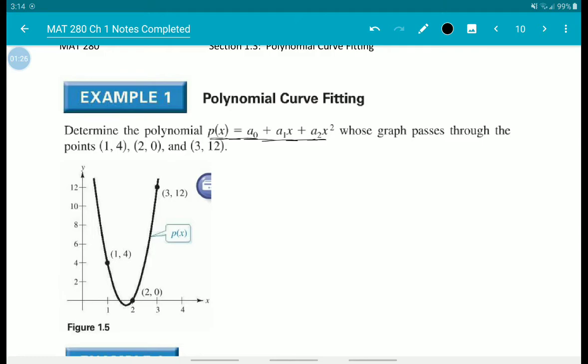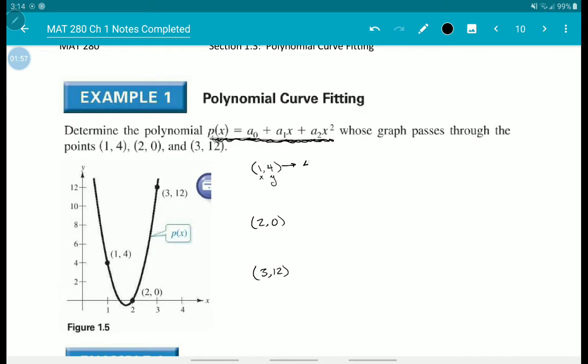So let's do that. We have points (1, 4), (2, 0), and (3, 12). Notice each point has an x value and a y value. We're going to substitute that x and y into this model, and then our goal is to figure out what a sub 0, or I call that a naught, a1 and a2 are. So let's substitute in.